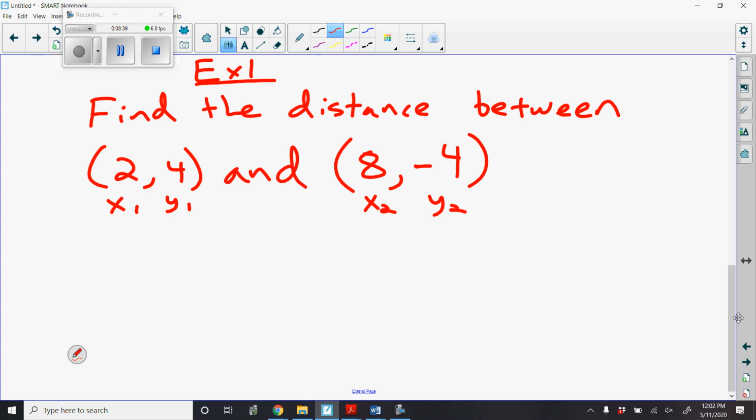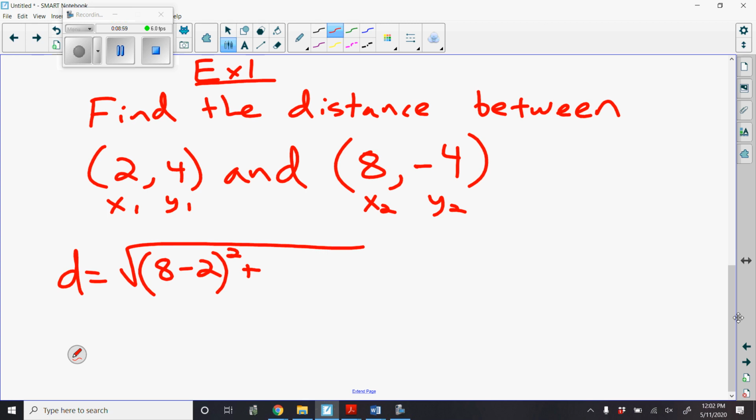And now to find my distance, here's what I'm going to do. I'm going to say distance equals the square root of, I have to do x2 minus x1. So that's going to look like 8 minus 2. Make sure that's in parentheses and make sure it's squared. Okay, because that's my distance formula. Plus, now I want to subtract y2 minus y1. Well, that's going to be -4 minus 4.